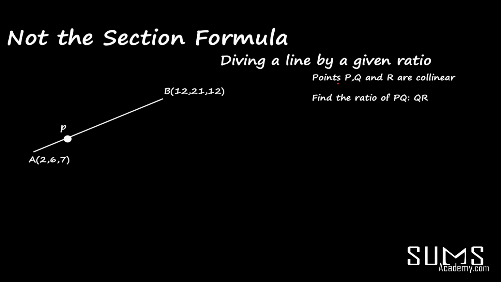So we're told that points P, Q, and R are collinear, and we're asked to find the ratio of PQ to QR. So what ratio is this to that?